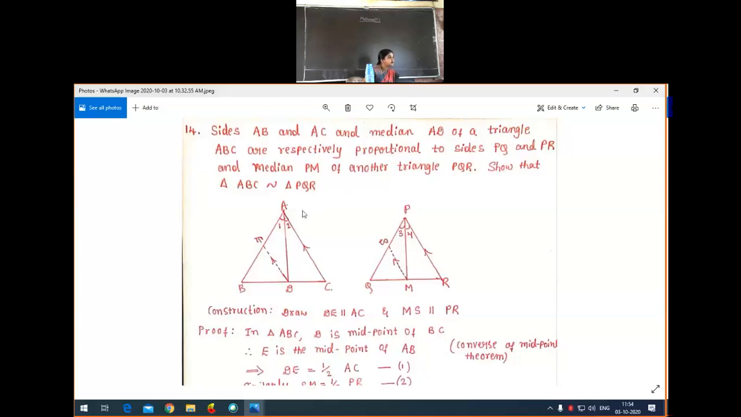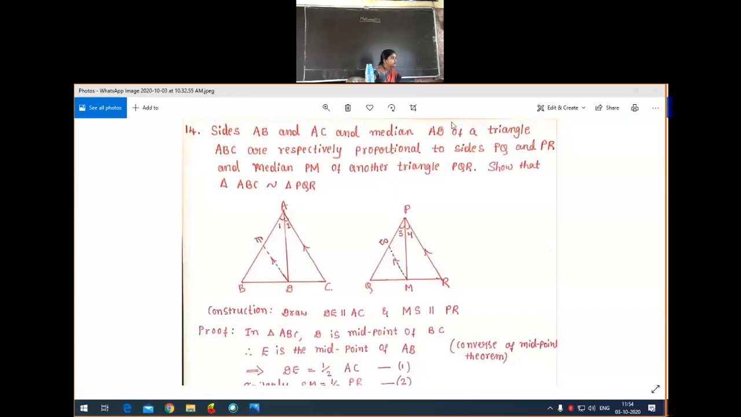Here the diagram is ABC and PQR. Construction is necessary; without construction, we cannot solve this problem. AD is the median, and PM is the median. We marked angles 1 and 2, 3 and 4 for further use. In the beginning itself I am explaining the diagram.